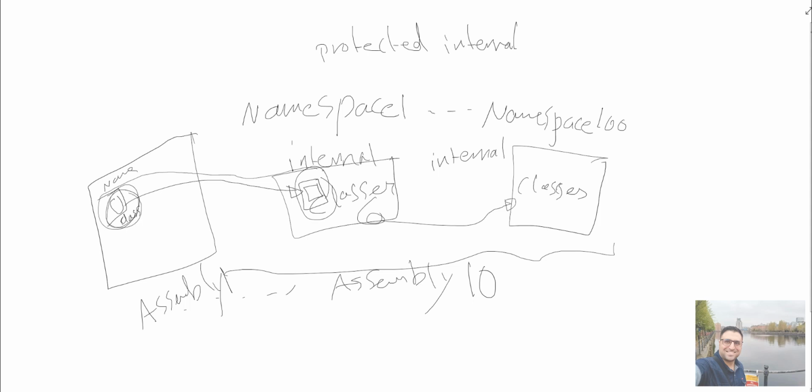So if you defined any class that is derived from this class, whether it was inside the assembly or outside the assembly, they will be accessible as well. Okay, now let's see these terminologies in action.